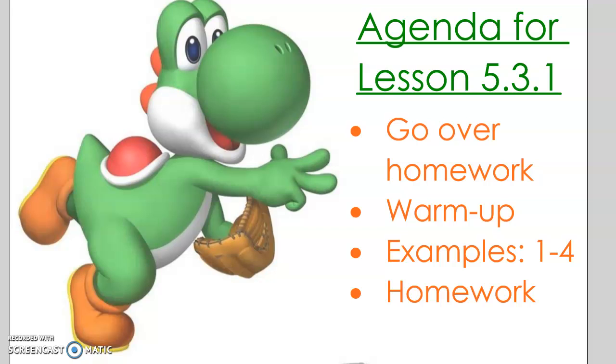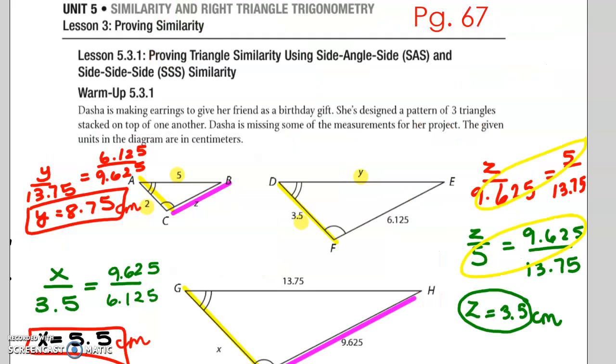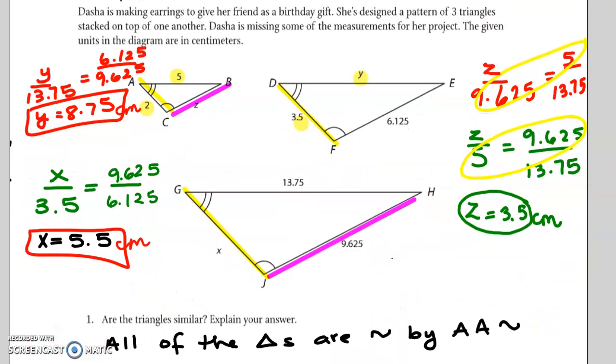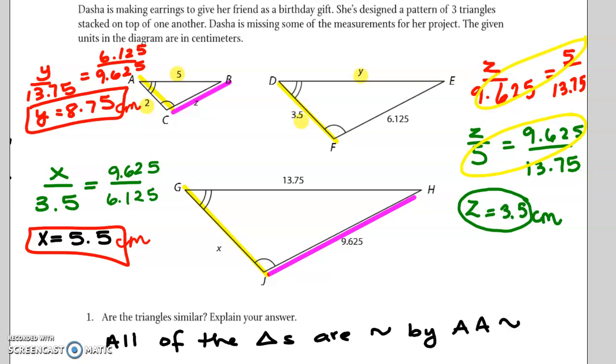Welcome to lesson 531. So if you go to page 67, we will find our warm-up. First we need to conclude whether or not the triangles are in fact similar. So if you look at your three triangles, they do have two sets of congruent corresponding angles, and for that reason I can conclude that all three triangles are similar to each other by AA similarity.